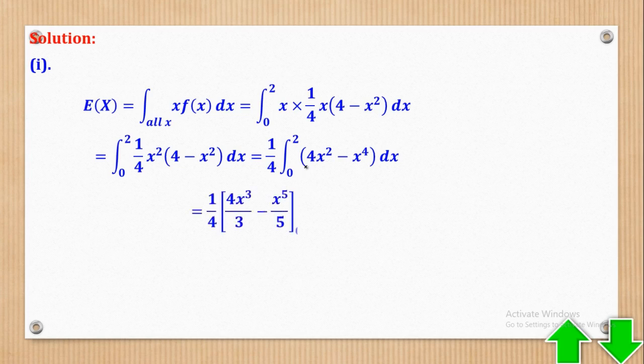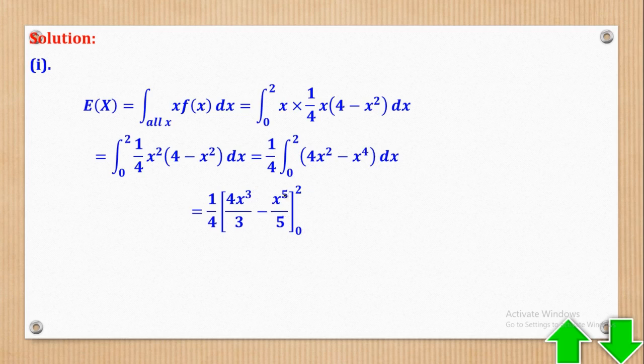Remember the rule: increase the power by 1, divide by the new power. So in this term, the power is 2. So when I increase it by 1, I'll come up with 3. Then divide by the new power, which is 3. For this term, the power is 4. Increase it by 1, I'll come up with 5. Divide by the new power, which is 5. Then I'll have to remember the limits from 0 to 2, so 0 to 2.